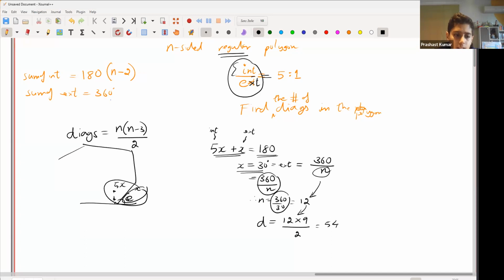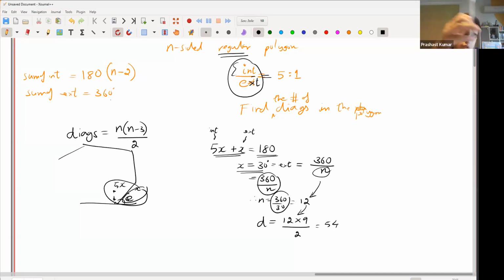Wait, so I didn't get this. Okay, there are n sides. Each exterior angle is x, which is 30. Correct. But each exterior angle is also 360 degrees by n, where n is the number of vertices or sides. So therefore, 30 is equal to 360 by n. Therefore, you can figure out n as 12.